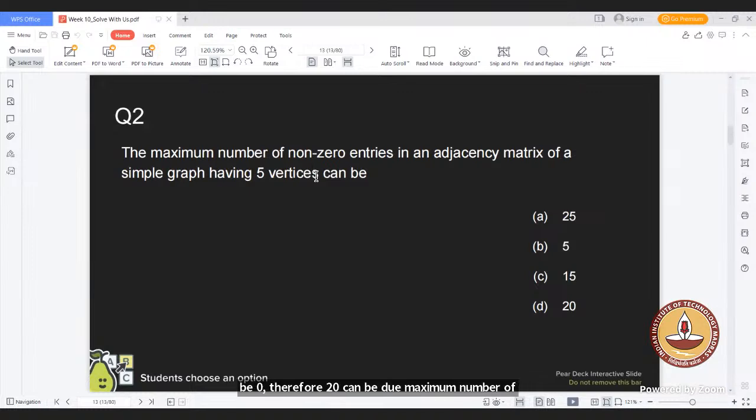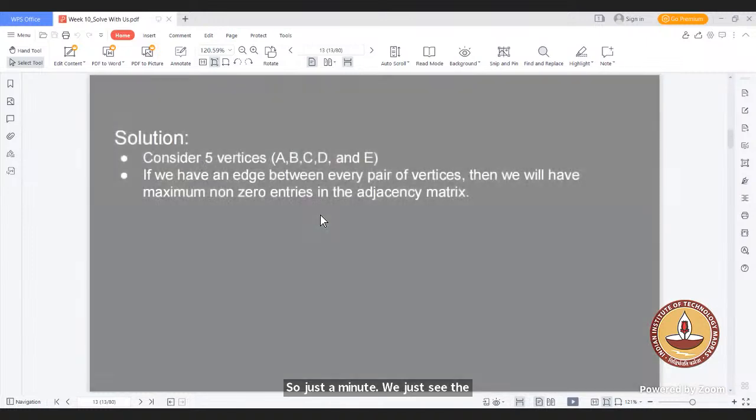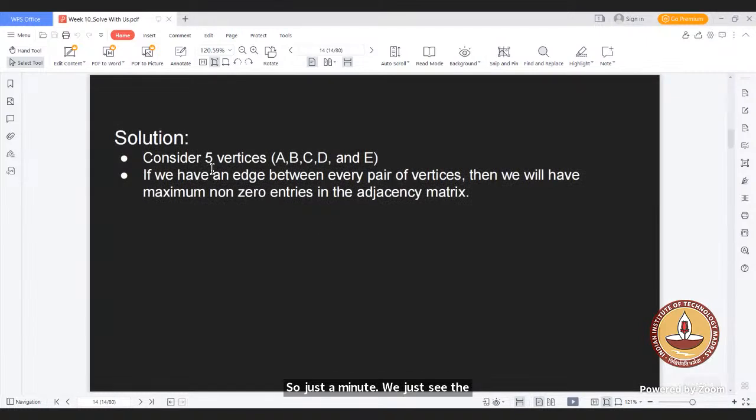So we'll just see the solution again. See, consider 5 vertices A, B, C, D, and E. If we have an edge between every pair of vertices, then we'll have the maximum non-zero entries in the adjacency matrix, right? If every vertex is connected with all the other vertices, then there will be the maximum number of non-zero entries, right?